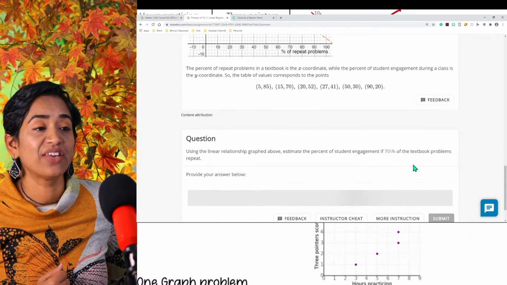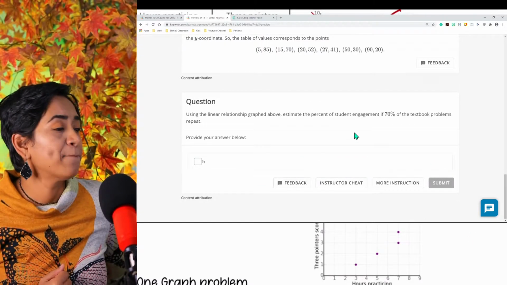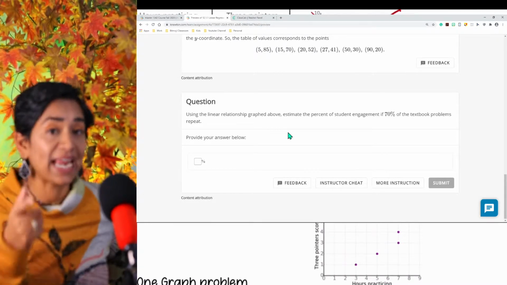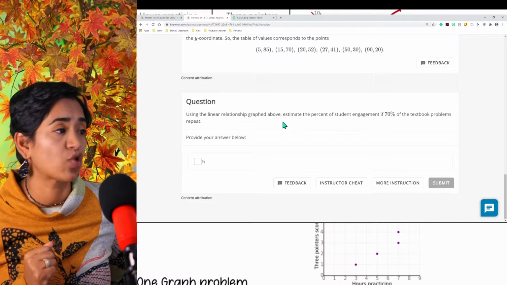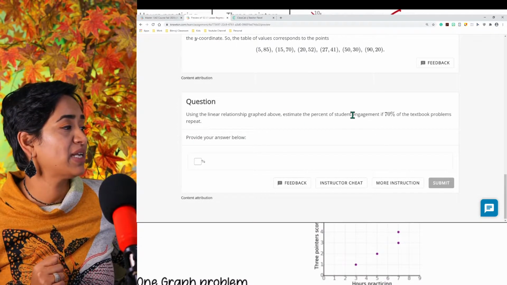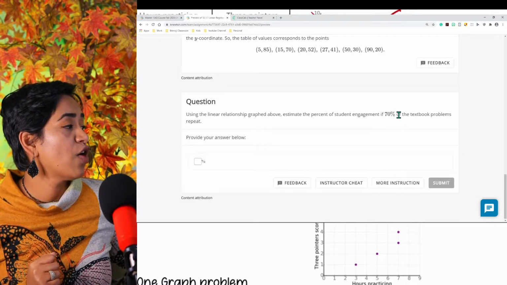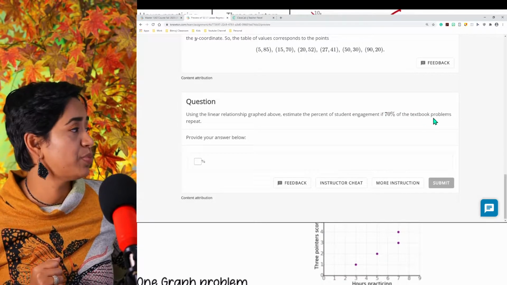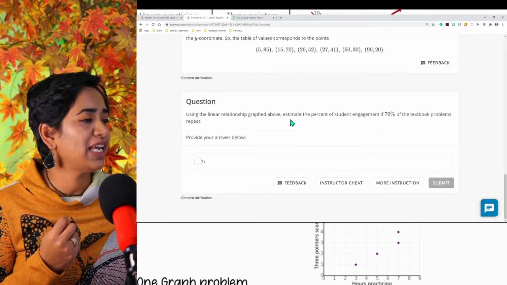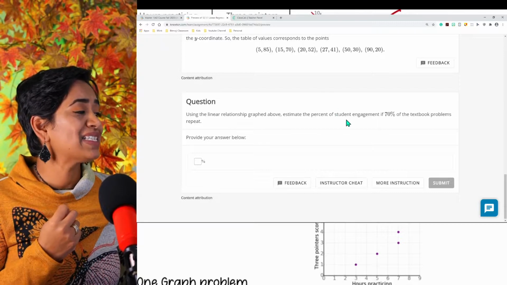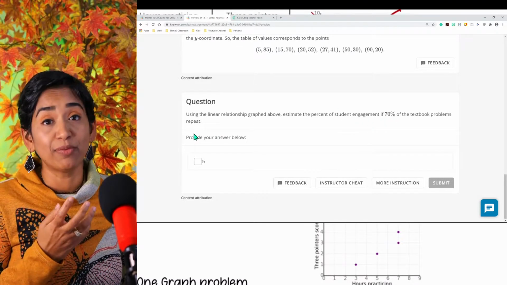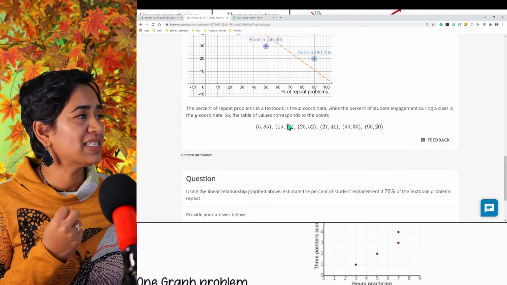So let me go ahead and see if I have any other question. Okay, so once this is done, they're asking you a question that is pertaining to the problem that you just graphed. They say use the linear relationship graphed above to estimate the percent of student engagement for 70% of the textbook problems. So they're asking you, go ahead and estimate the percent of student engagement if 70% of the textbook problems were repeated. So let's go back and see here.